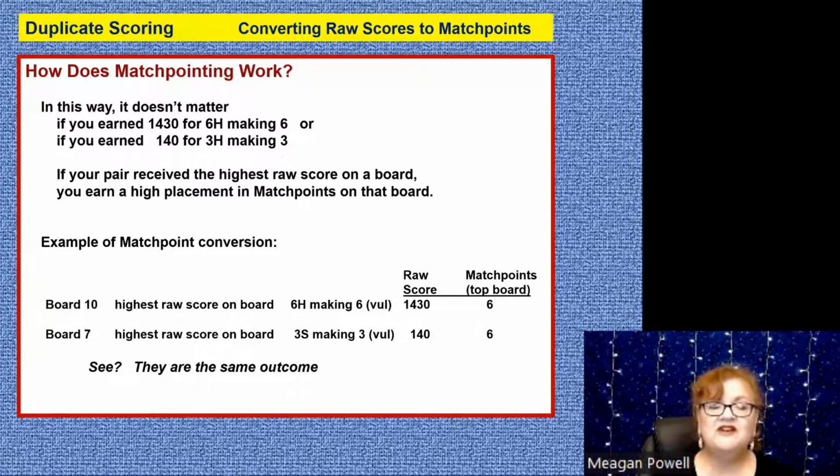Now, remember, this is a seven table game that I'm referring to. The highest match point score would be a six because you can beat six other pairs. If this were a nine table game, you would be able to beat eight other pairs. So the high match point score in a nine table game would be an eight. That would be the highest match point you could earn on a board. Suppose this were a five table game. Well, you could beat four other tables. You can never beat your own table, right? You're not beating you and your partner. So you can beat four other tables. The high match point score on a five table game would therefore be a four. So it's how many other pairs you can beat on the board.